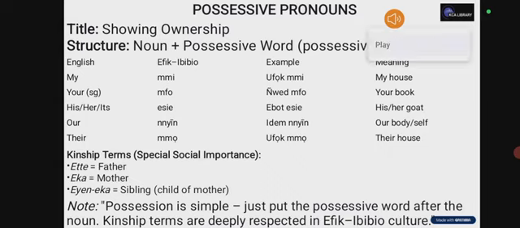Possessive pronouns. Showing ownership. Possession in Efik-Ibibio works differently from English. Instead of putting the owner before the thing, you put the possessive word after the noun. The structure is always noun plus possessive. The possessive words are me for my, efo for your singular, easy for his, her, its, nine for our, beautiful for your plural, and mmo for their. Examples make it clear.